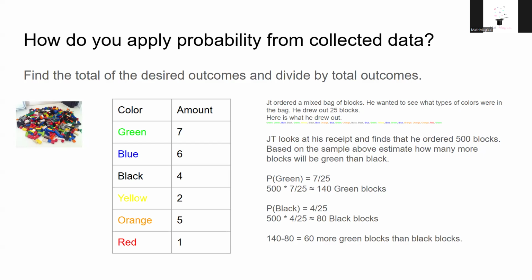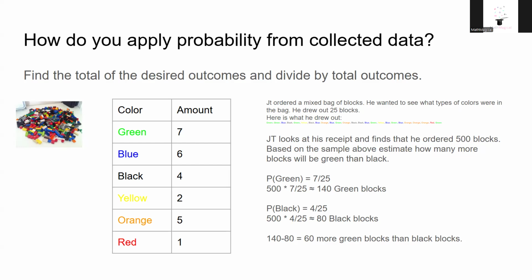JT looks at his receipt. He has 500, and now he's wondering how many more blocks will be green than black. We know our probability of drawing green is 7 out of 25. If we take that 500 total times our probability of 7 over 25, we get 140 green blocks. Now, if you're just not a big fan of fractions, that's okay. When I see this type of math sentence, what I actually do is 500 times 7, and then I divide by 25. That works out really nicely when we look at our black, because we're going to do 500 times 4.